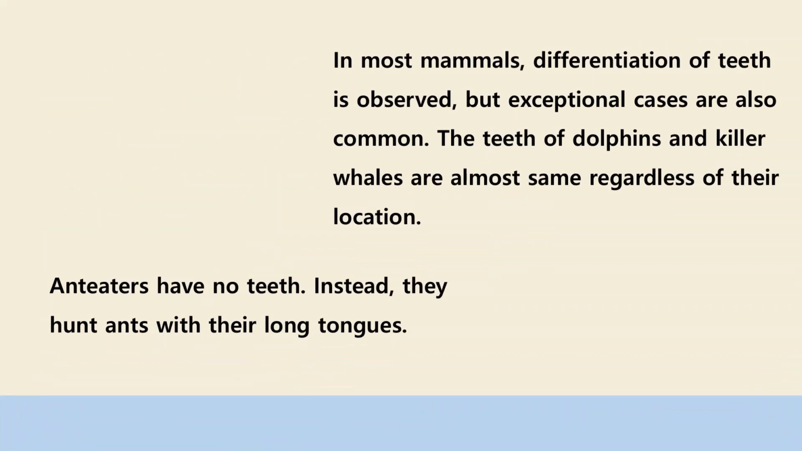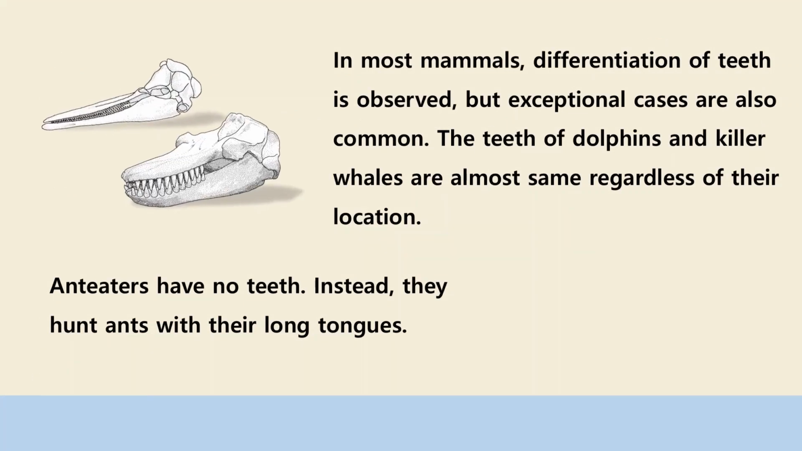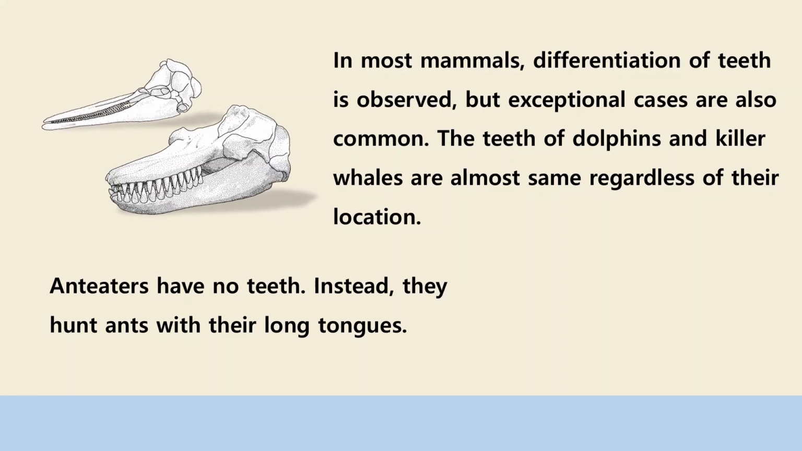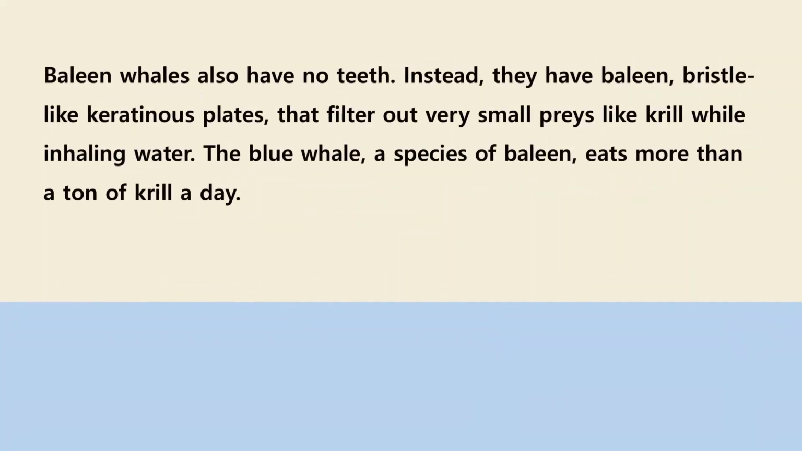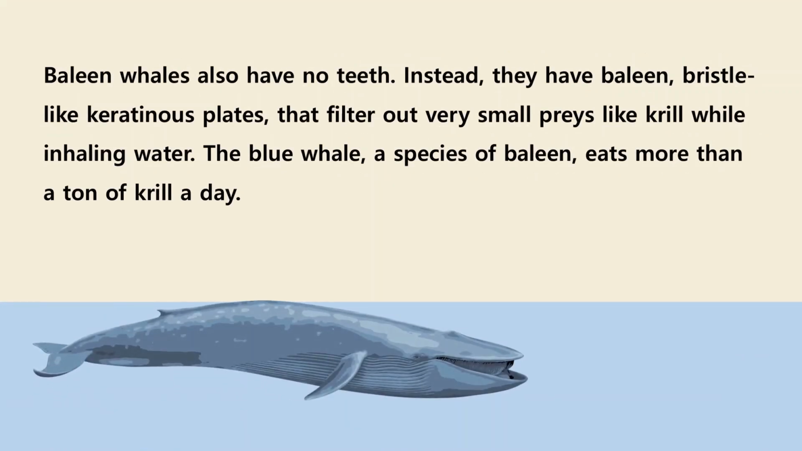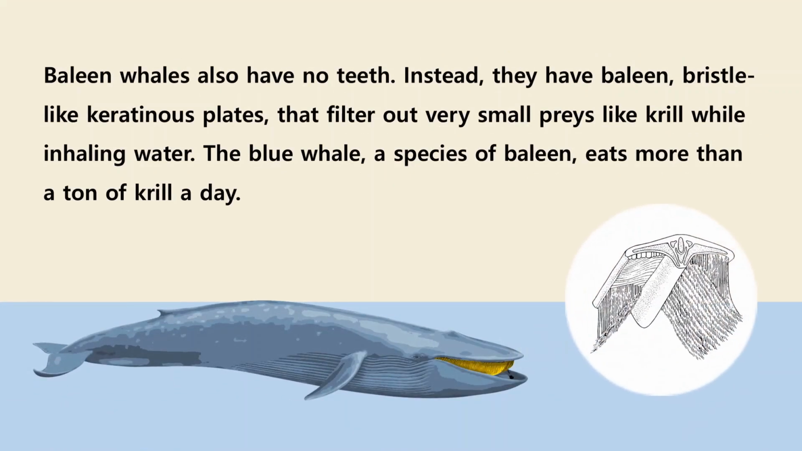In most mammals, differentiation of teeth is observed, but exceptional cases are also common. The teeth of dolphins and killer whales are almost the same regardless of their location. Anteaters have no teeth. Instead, they hunt ants with their long tongues. Baleen whales also have no teeth. Instead, they have baleen, bristle-like keratinous plates that filter out very small prey like krill, while inhaling water. The blue whale, a species of baleen, eats more than a ton of krill a day.